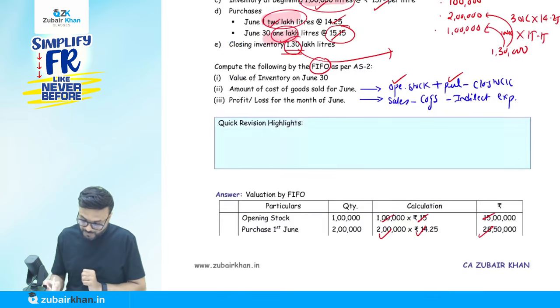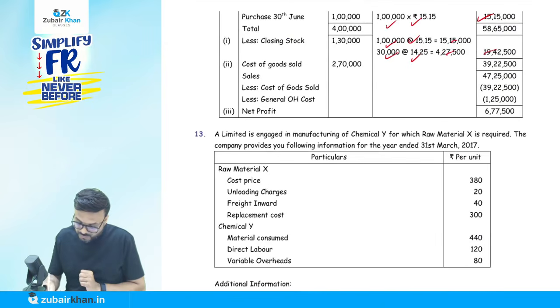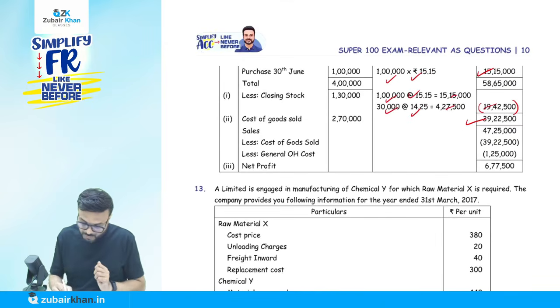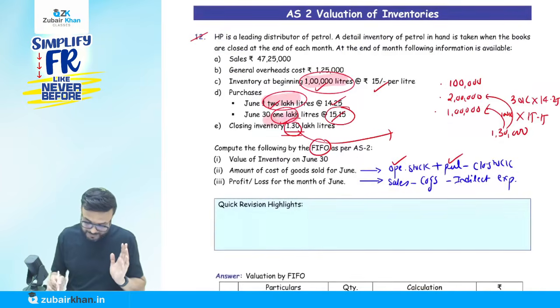So what is the formula here now? Opening plus purchase minus closing stock. So now we'll reduce the closing stock, and we come to the cost of goods sold. So we have found out the cost of goods sold as well as the closing stock. Two things done. Now they ask for the profit.